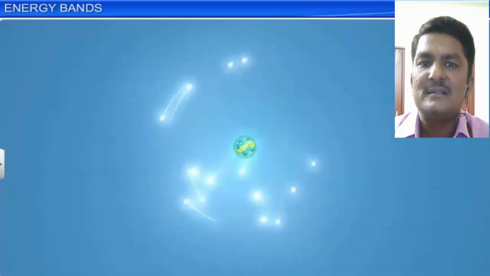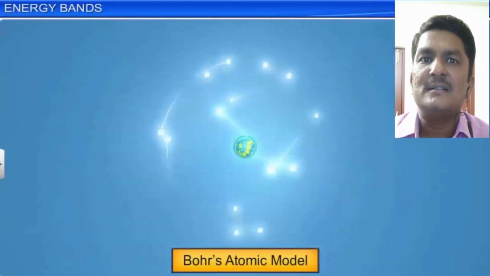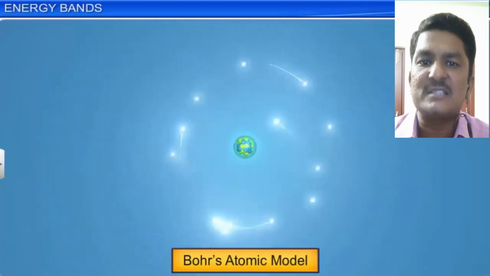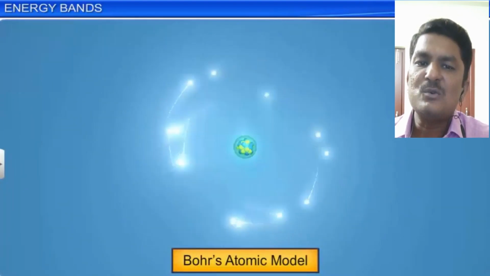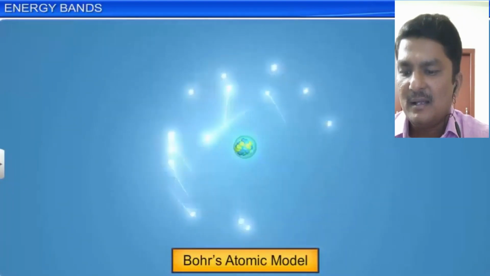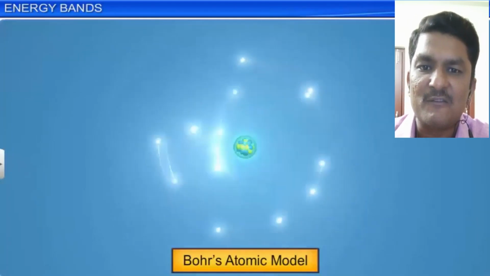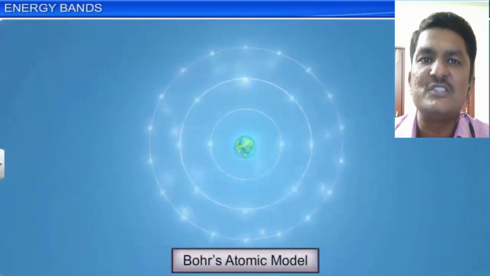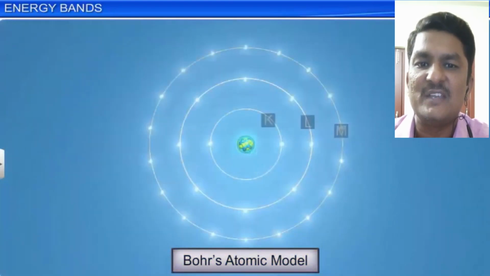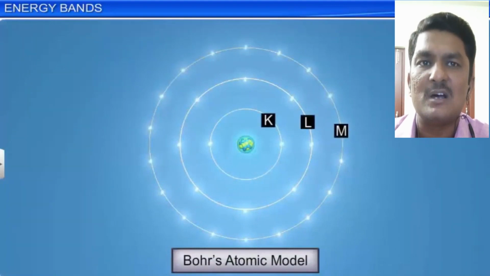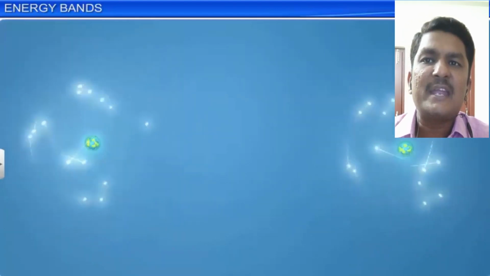To understand, first I explain something about Rutherford's atomic model. According to Rutherford's atomic model, every atom consists of electrons. These electrons revolve around the positively charged nucleus in specific energy levels. Those are called orbits or shells, and the angular momentum is quantized for each electron. The orbit number can be characterized by the principal quantum number.